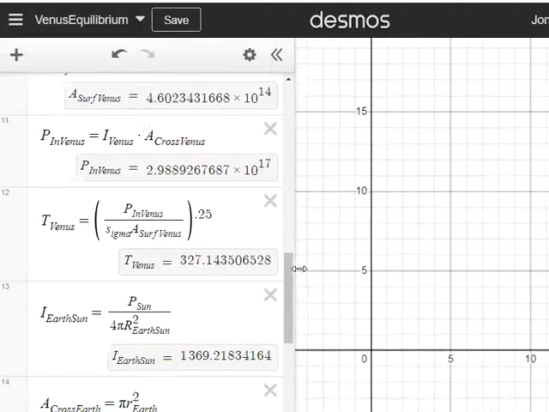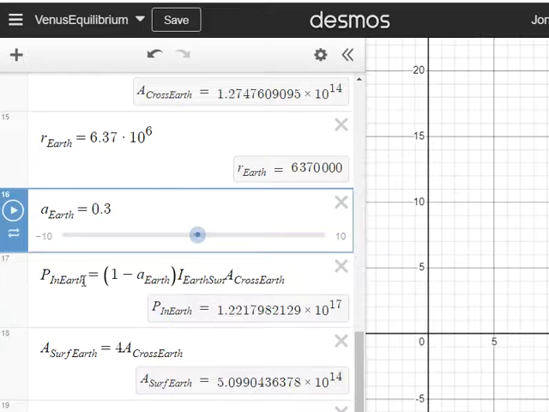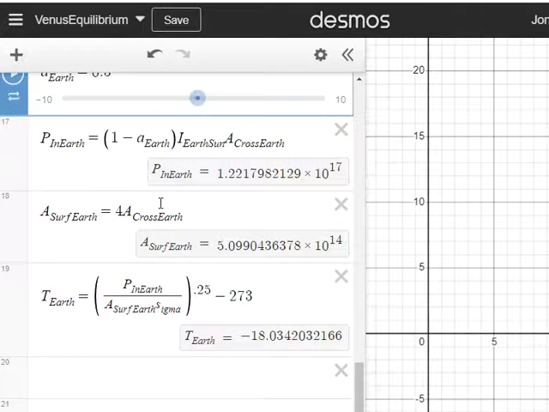And then, where did that line go? Okay, and then the power coming in is 1 minus the albedo. That's the amount absorbed. And then we have I times Earth-Sun. That's the intensity from the sun times the cross-sectional Earth area. So that's the power coming into the Earth. And then we figure out what is the outcoming area, which is the surface area of Earth. So that's 4 times the cross-sectional area.